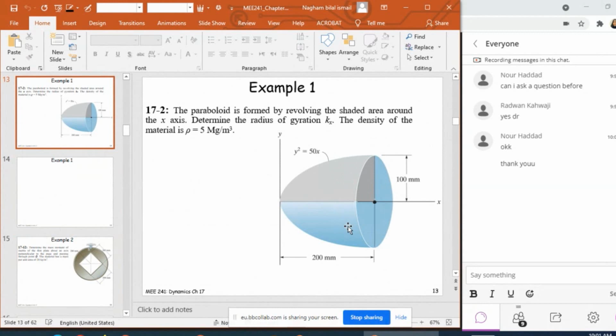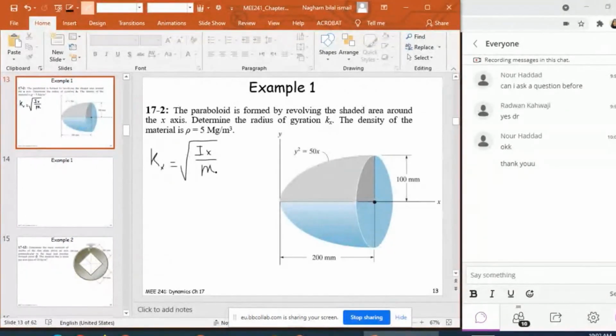Now, why is it kx, not ky or kz or k? Because in fact, guys, the radius of gyration depends on the axis, because kx is equal to radical Ix over m. All right, so if it is ky, then it will be different. It will be radical of Iy over m, kz radical of Iz over m.